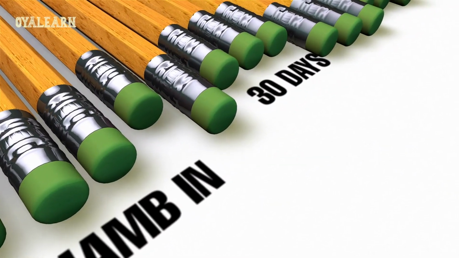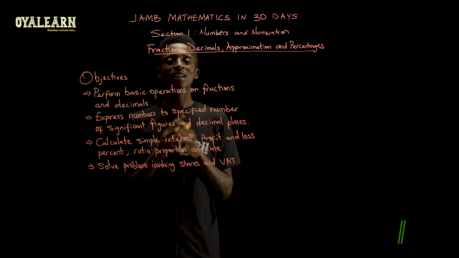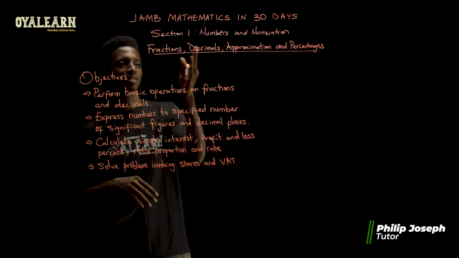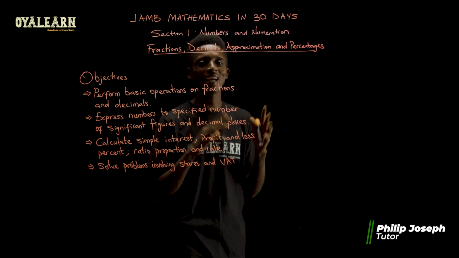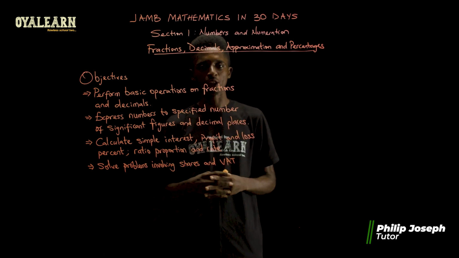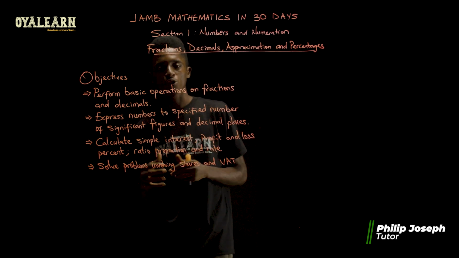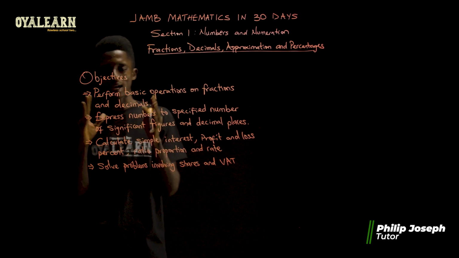Hello. As part of the Jamb syllabus for mathematics, another topic you have to look at is fractions, decimals, approximation, and percentages. This is still in section 1 of numbers and numeration. What Jamb expects you as a student who wants to write the exam to be able to do are highlighted here.